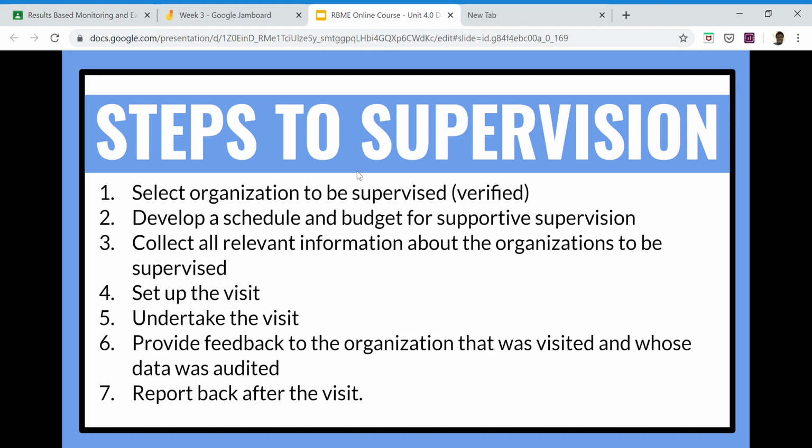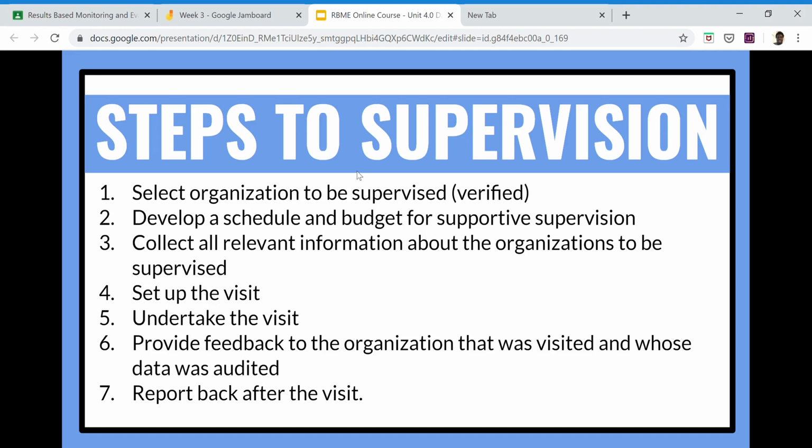Then you provide feedback to the organization that you visited, especially perhaps by meeting with the M&E person or the program manager and discussing what you find out and also what they can do.